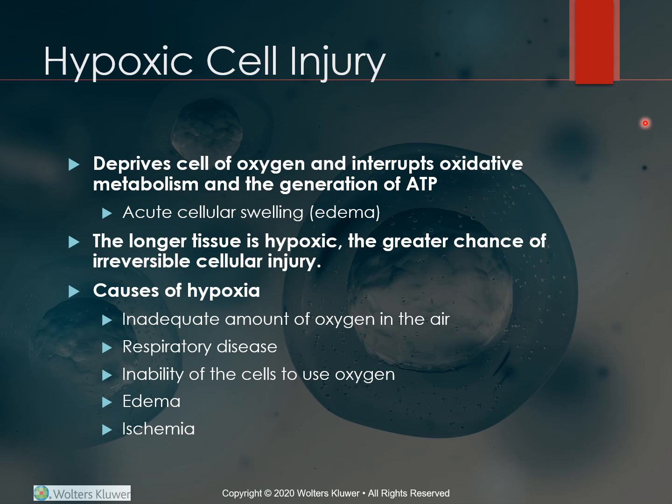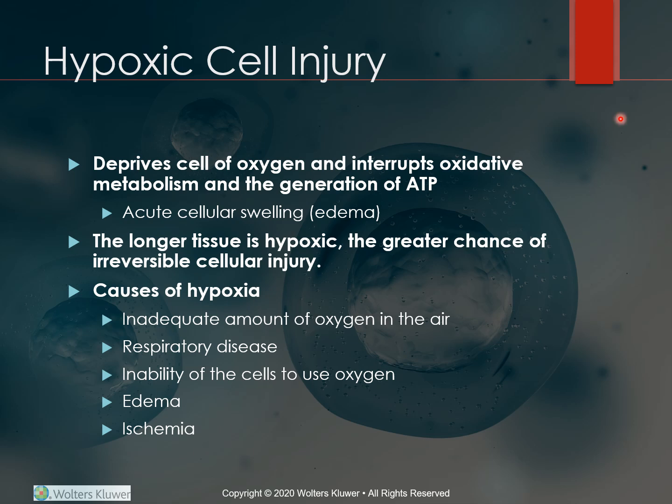And again, that acute swelling of the cells occurs when we get sodium starting to build up from the malfunction of the sodium-potassium pump, pulling water inside. Okay. So hypoxic cell injury, we've got a deprivation of oxygen to the cells. It interrupts oxygen metabolism or aerobic metabolism, and it interrupts that generation of ATP. We get cellular swelling. Okay. So the best thing we can do here is to reverse hypoxia.